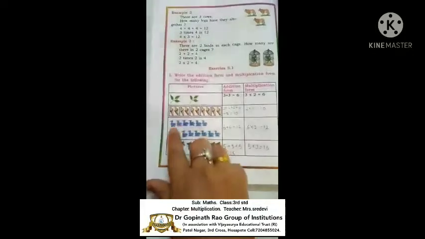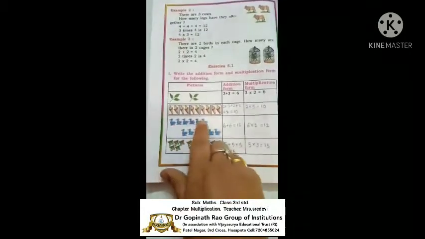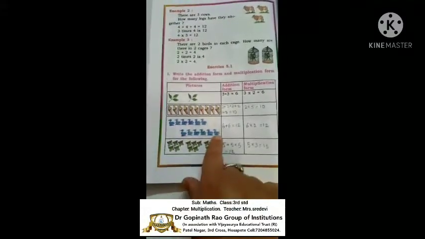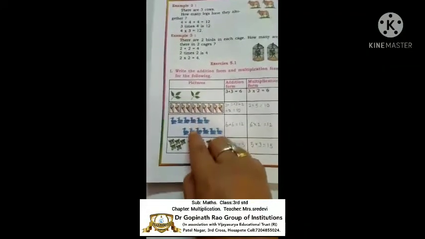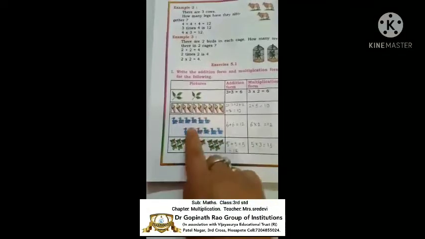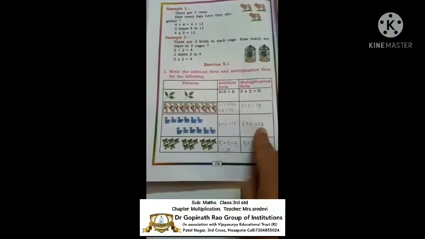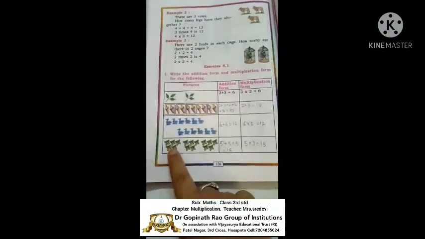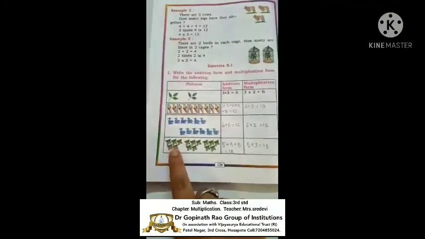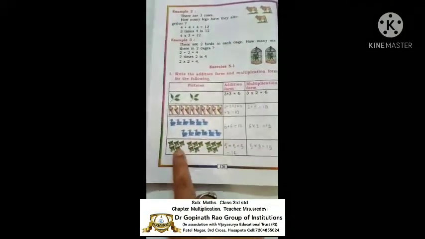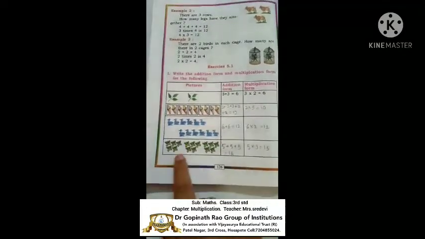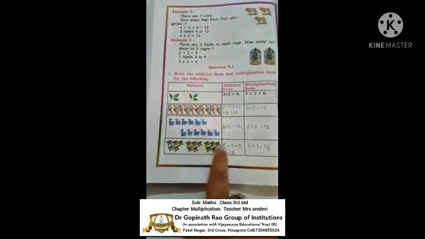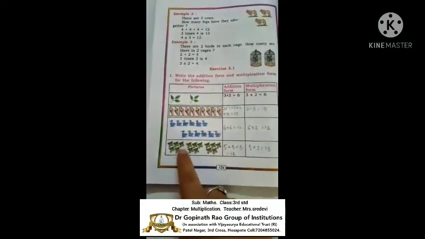Now here 6 ducks in 1 row, and 6 ducks in the second row. So 6 plus 6 is 12. It is repeated 2 times. 1 time, 2 times. So it is 6 twos, 12. Now here butterflies. How many butterflies are there? 5 butterflies. 5 plus 5 is 10. 10 plus 5 is 15. So how many times is it repeated? 1, 2, 3. So 5 is repeated 3 times. 5 into 3.